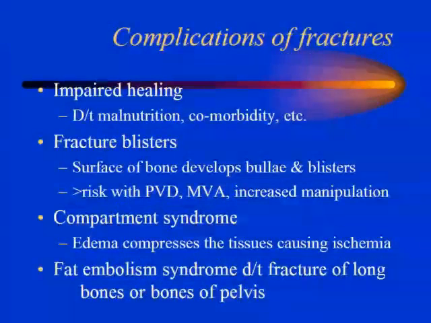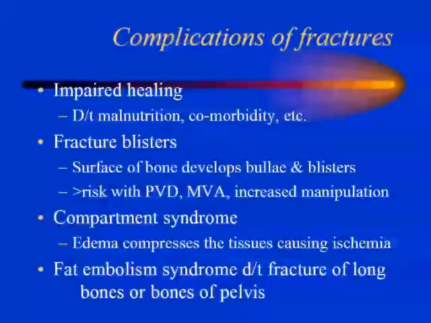Complications of your fractures. Now, this is not in your textbook, but you need to think about it. You may have impaired healing. This is due to malnutrition, comorbidity. It depends upon the nature of the injury, the extent of the injury, the adequacy of the treatment. It can cause either a delayed union or a non-union.